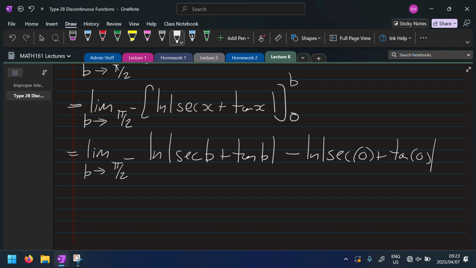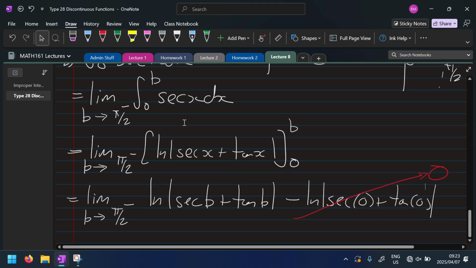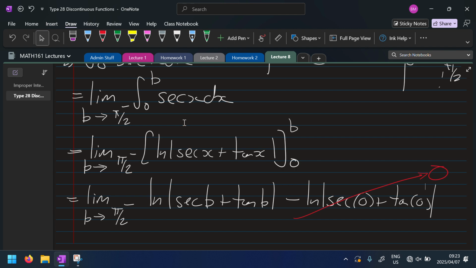Okay, we can do some simplifying here. Tan of 0 is 0. That goes away. Sec of 0, that's going to be 1. The natural log of 1 is 0, so all of this goes away. So we only have to deal with this limit over here. Now what happens to sec and tan when b goes to pi over 2 minus? Something's going to happen there.